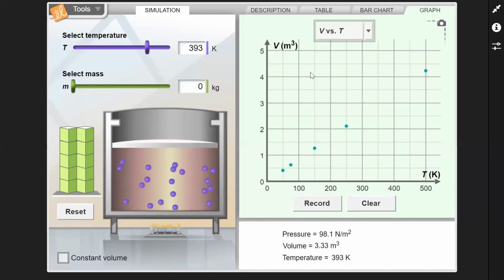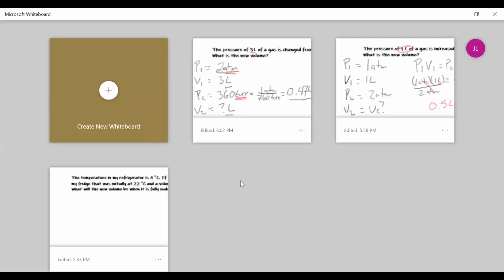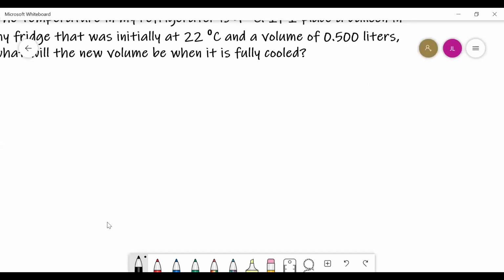So how does that work if we're going to do a word problem on this? Back to my whiteboard. Let's look at this one.